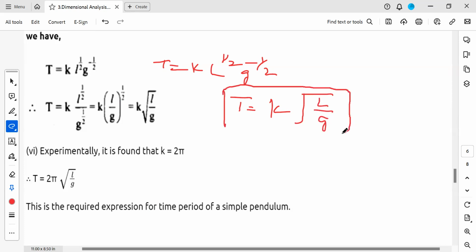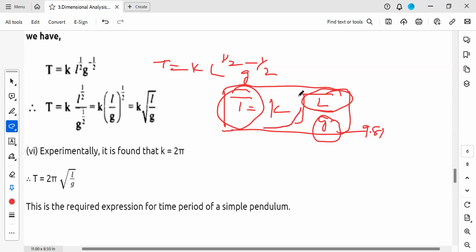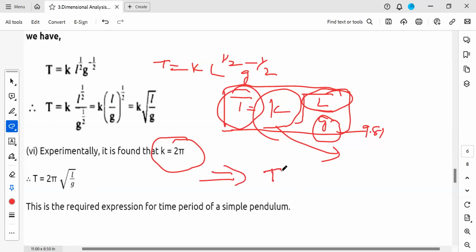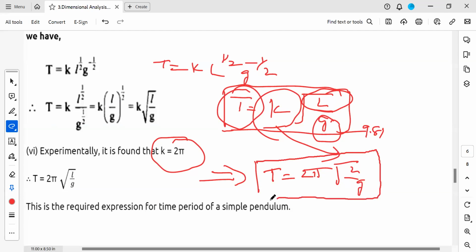Now, if you do the experiment, we can find the time period, we can find the length, we know the acceleration due to gravity, that is 9.81, and finally we are able to find the k value from the experiments. So experimentally we can find the k value. By knowing the time, length and g, we can find k is equal to 2 pi. So finally we can develop the expression for time period is equal to 2 pi root of L by g. Like this we can develop the expressions for the various variables involved in a physical problem.